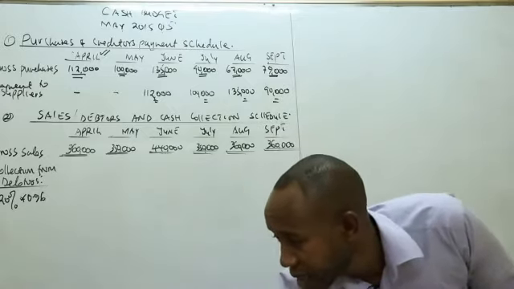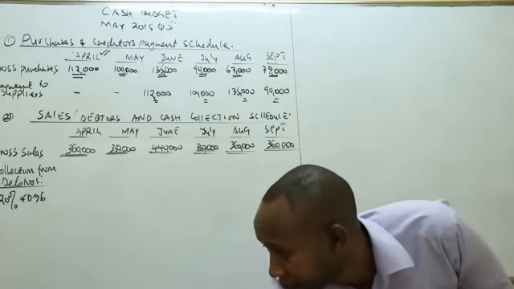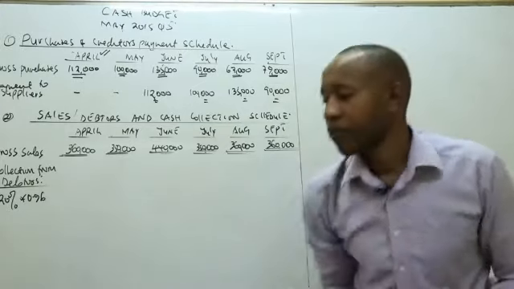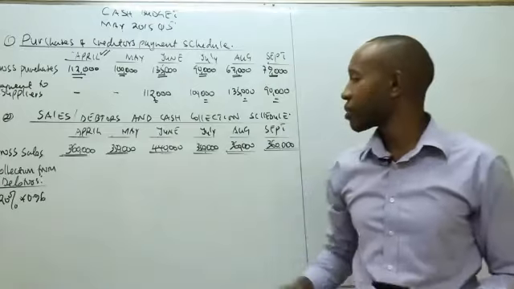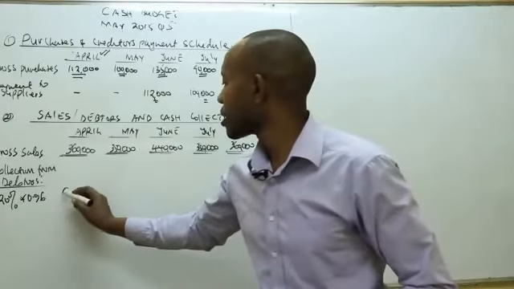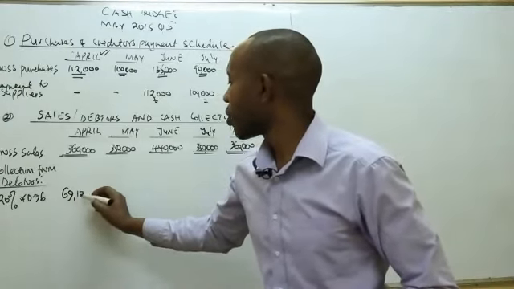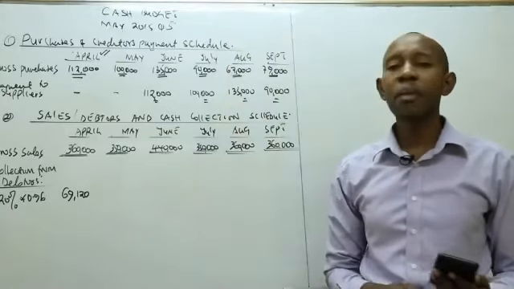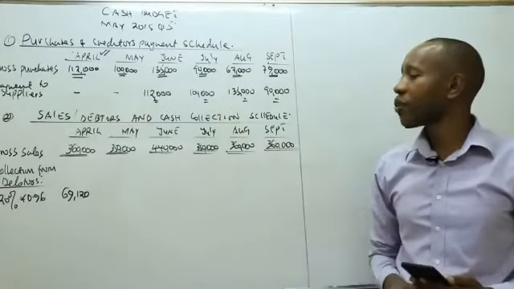Anybody giving us that figure? Very good, Millicent. So that will be 69,120. Notice that I am collecting it within the same month. That is 69,120.